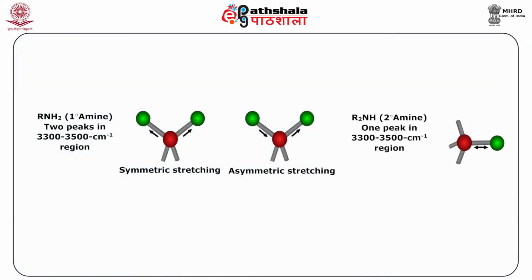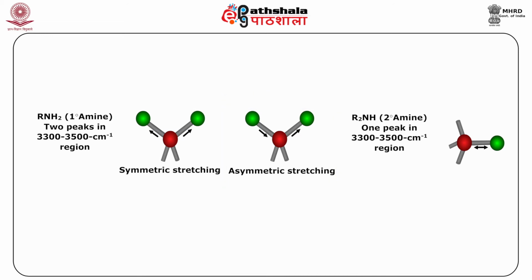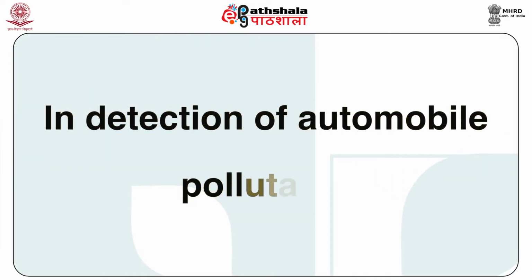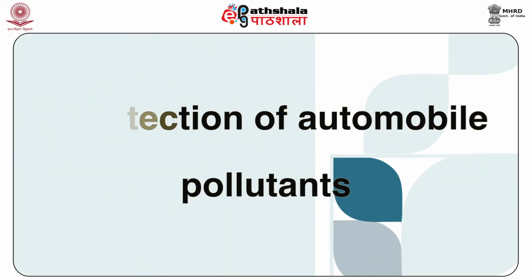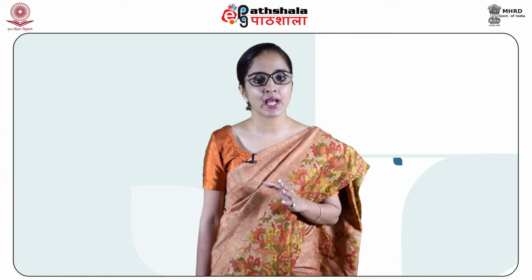One is produced by half of the molecules and the other is produced by the other half of the molecules. Now, here we have shown you the symmetric and the asymmetric stretching in the NH2, which is responsible for the 2 signals that you observe in case of primary amines. Next application is the detection of automobile pollutants. The exhaust from poorly maintained automobiles generally contains carbon monoxide and hydrocarbons as 2 major pollutants.